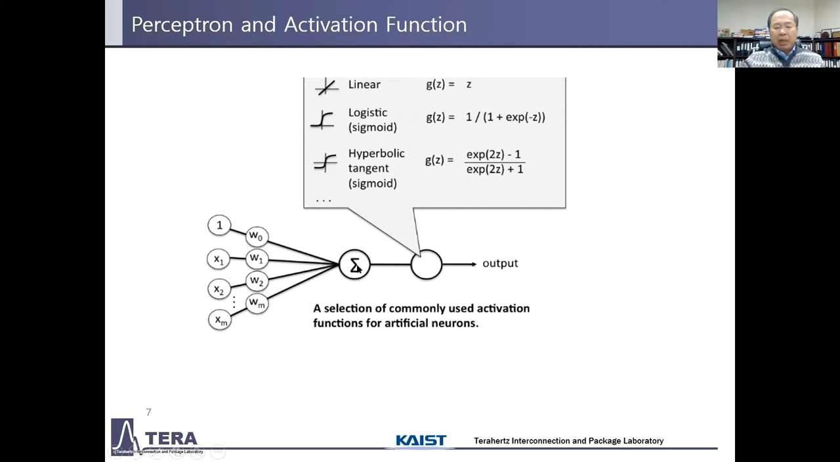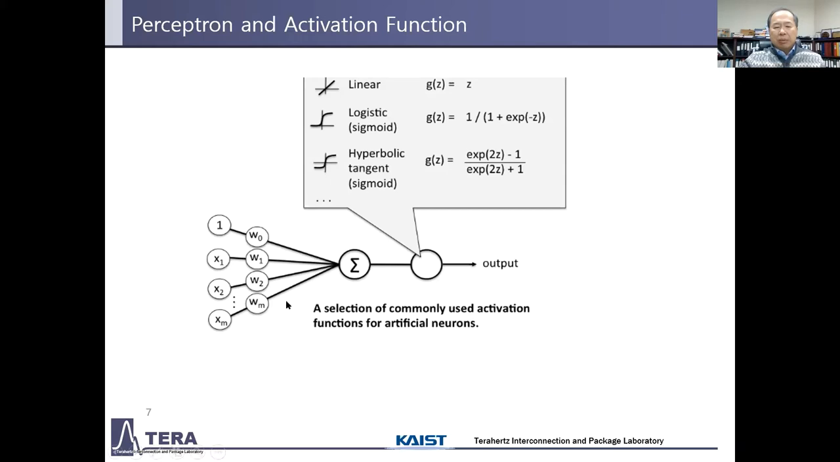If the summed value is larger than a certain criterion, it will propagate and transmit to the output. If it is smaller than a certain critical value, it will not be propagated to the next level. It resembles the basic signal propagation mechanism in our brain cells.